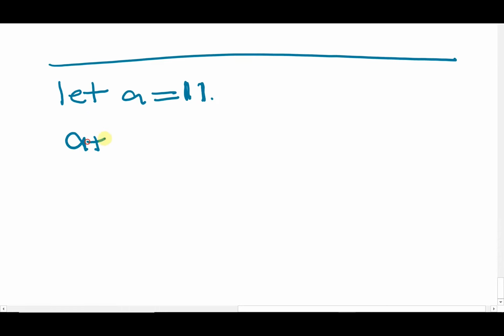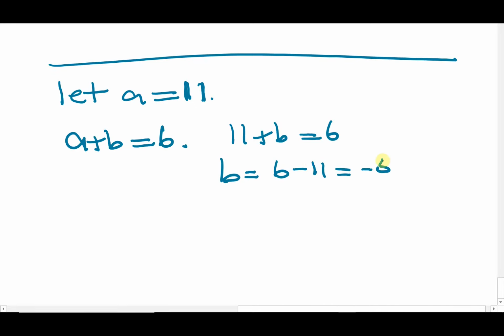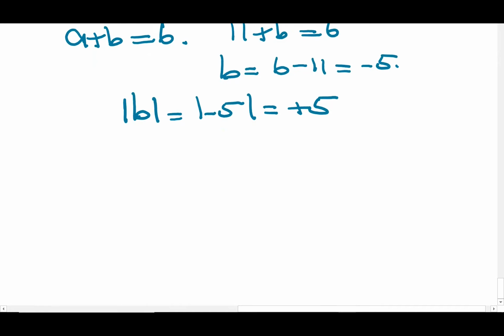So we know a plus b equals 6. So 11 plus b equals 6. So that means b equals 6 minus 11, which is negative 5. So the absolute value of b, which is the absolute value of negative 5, equals a positive 5. So that's the key there.